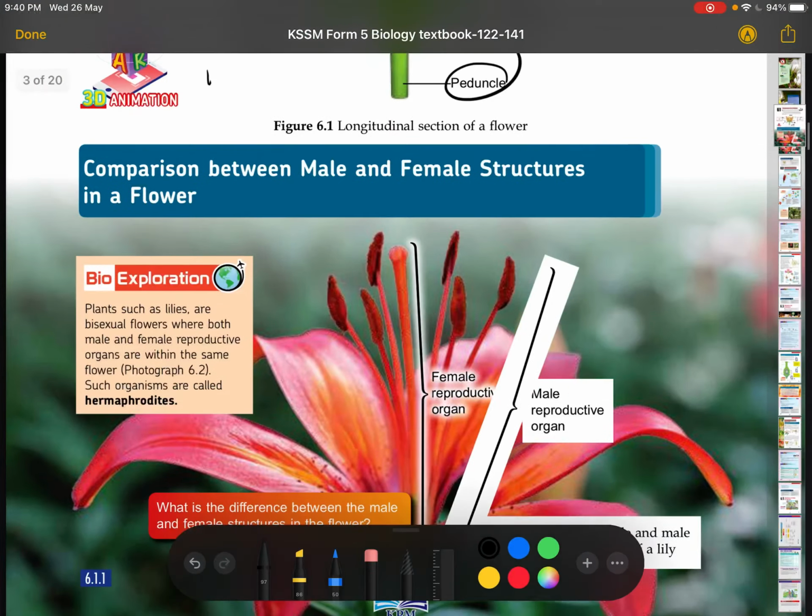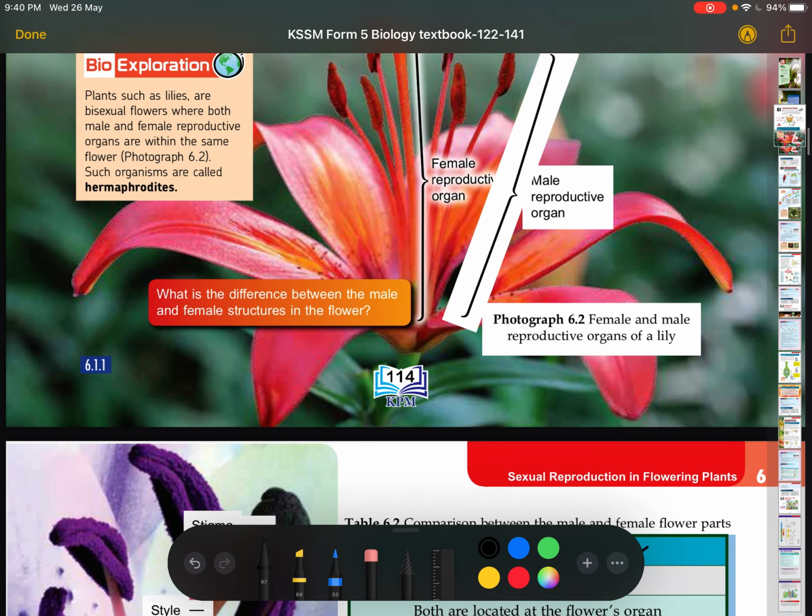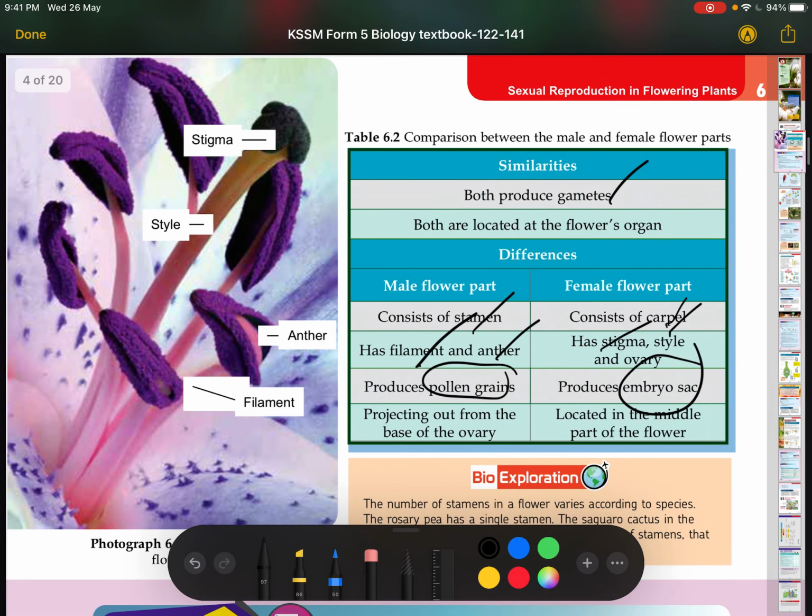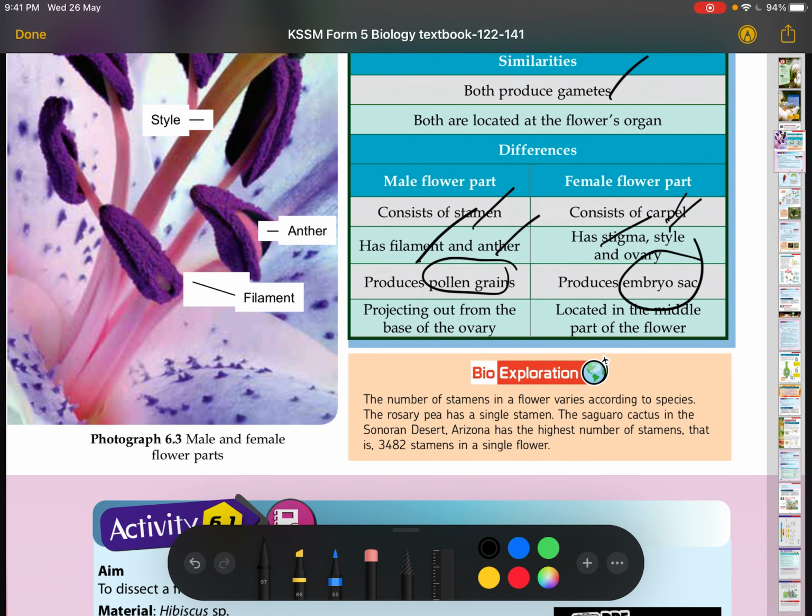What's the difference between male and female? I mean, the comparison, which they have their own similarities and differences. This one is very easy. Because they're reproductive organs, they have to produce reproductive cells, actually called gametes, and they're both at the flower. The main difference is where they're at. So stamen and pistil, carpel, what they consist of: filament and anther, or stigma, style, ovary, and ovule. What does it produce? For the male flower, it starts from the microspore mother cell to become the pollen grain. For the female flower, it goes from the megaspore mother cell to become the embryo sac.